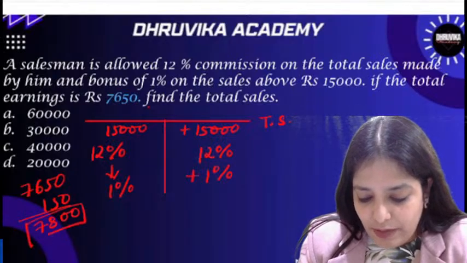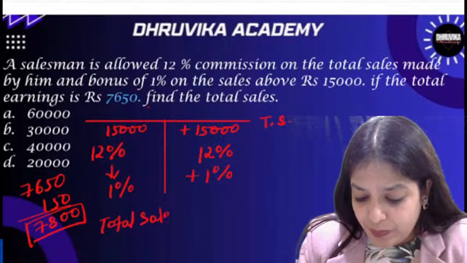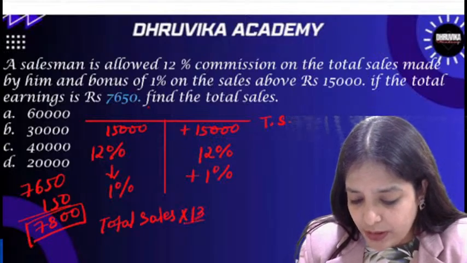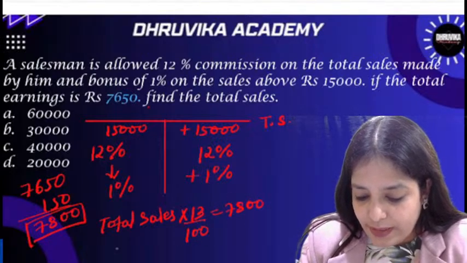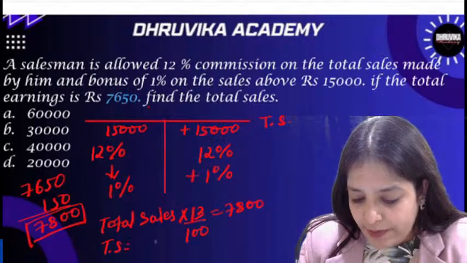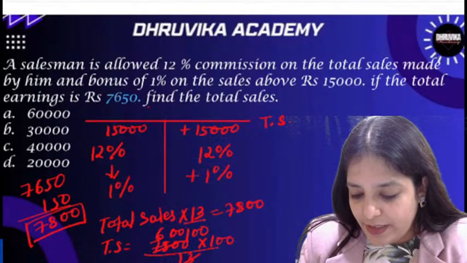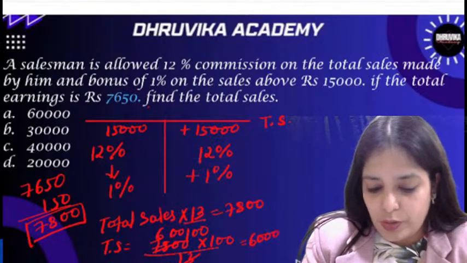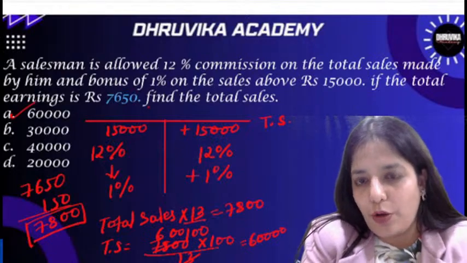And what is this 7,800? It is nothing but 13% of total sales. So total sales will be equal to 7,800 into 100 upon 13. Just cancel it out and you will get 60,000. So this is a new way of solving this question.